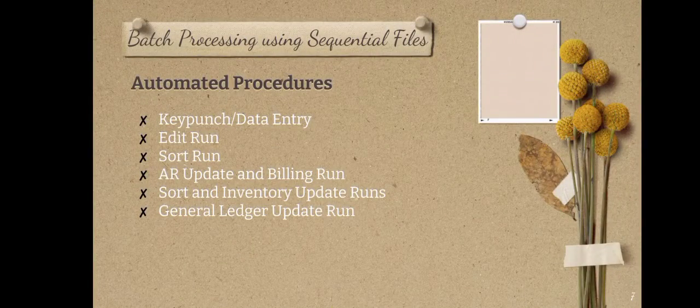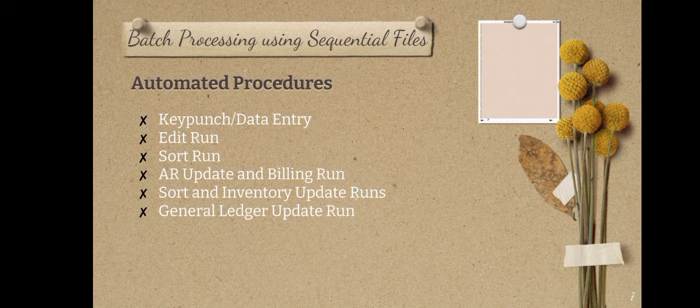So in the automated procedures, it begins with the key punch or the data entry. This involves the usage of computer. Data entry is the inputting of data or information into a computer using input devices, followed by the edit run, which the edit program is the first run in the batch process. Under the sort run, it is the physically arranging of the sales order transaction file sequentially by account number.